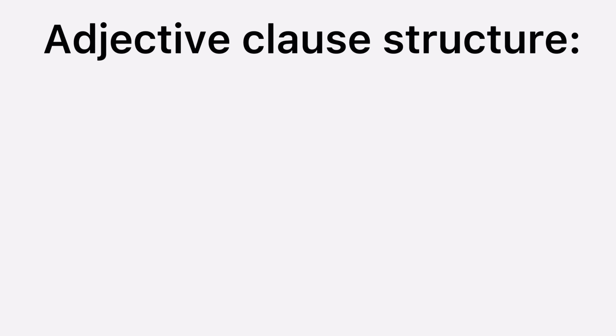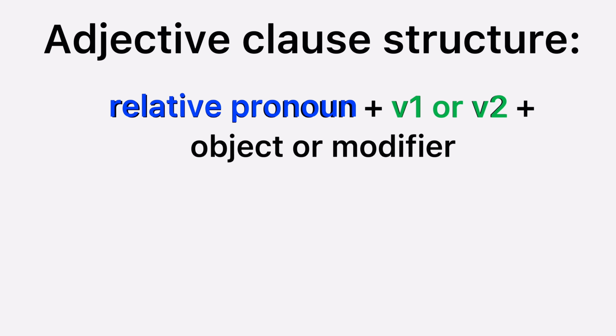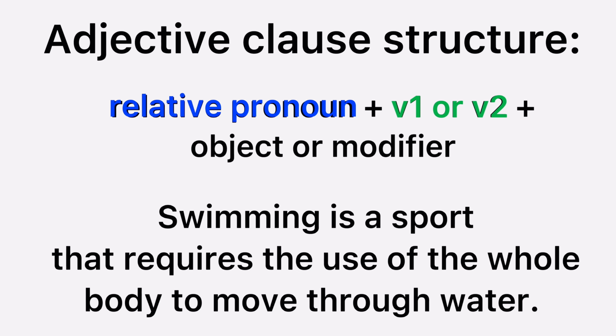Now let's move on to the third way, the last for today's lesson on how to reduce a relative or adjective clause. If your relative or adjective clause has this structure, relative pronoun plus verb 1 or verb 2, verb 1 is the present form of the verb, and verb 2 is the simple past form of the verb, followed by an object or modifier. Example, swimming is a sport that requires the use of the whole body to move through water.